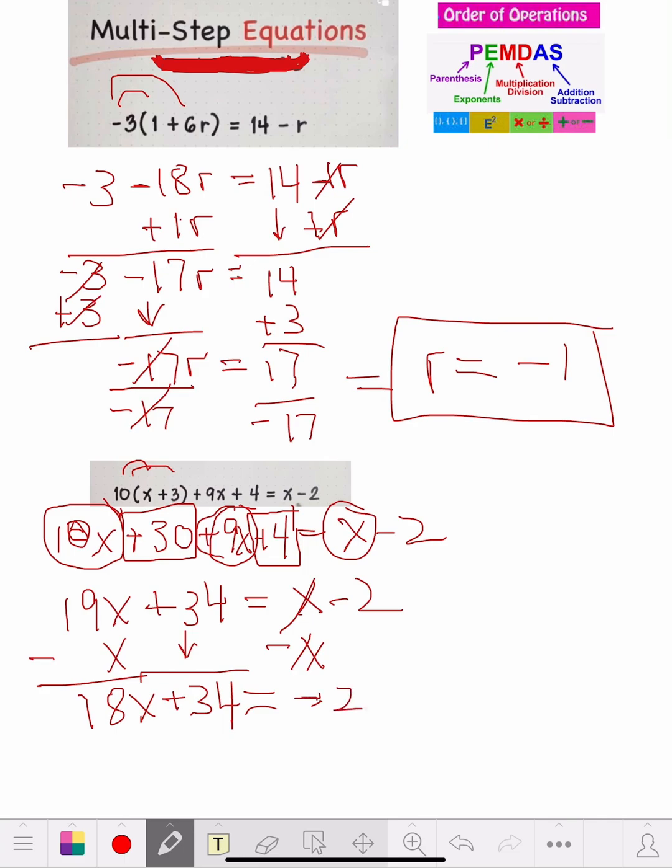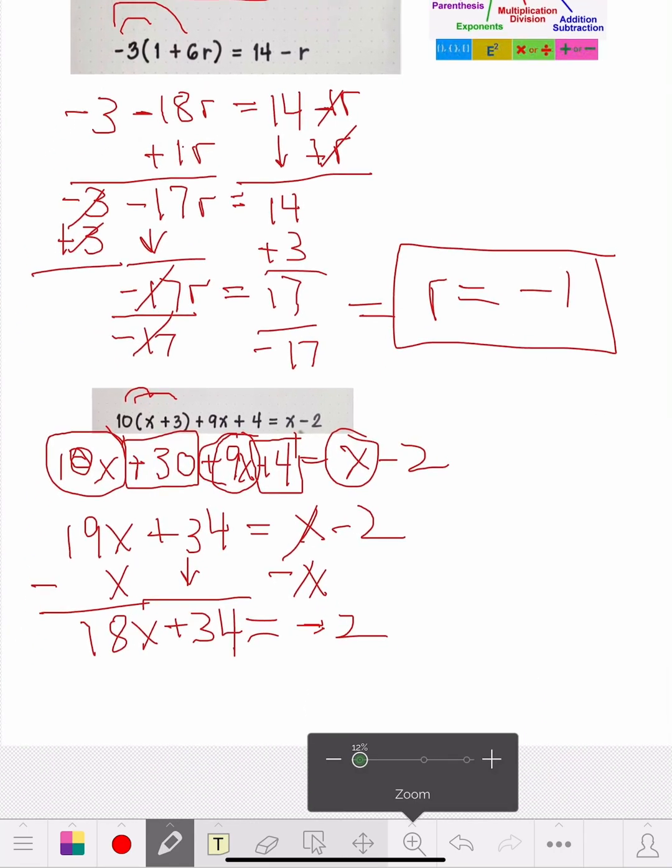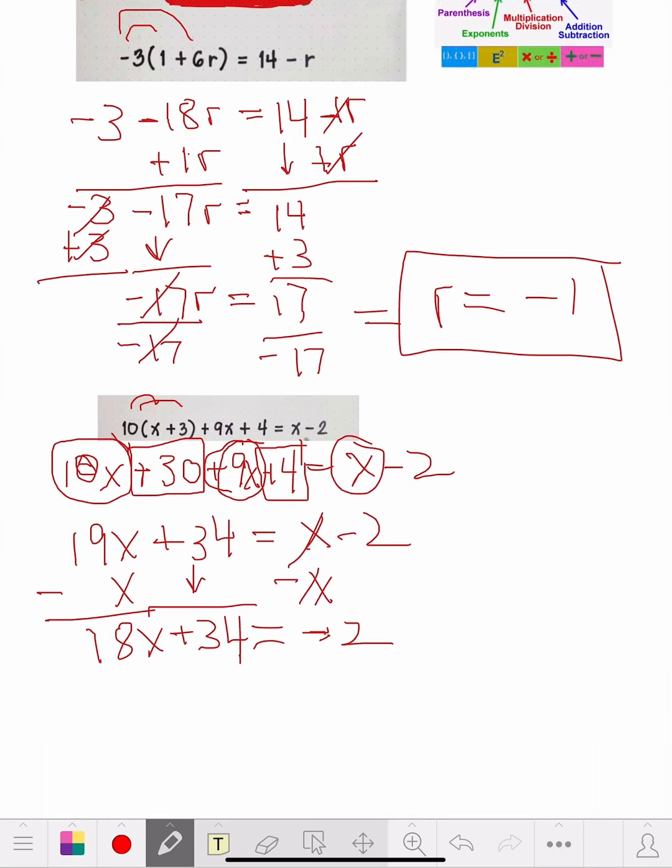Negative 2. Now, I still want to get the x by itself. So let's get rid of the 34. So I'm going to subtract 34 from both sides. I'm going to subtract 34 from this side, and what I do to one side, I got to do to the other side. Minus 34. So let's bring this down. Okay, these two cross each other out. The 18x comes down.